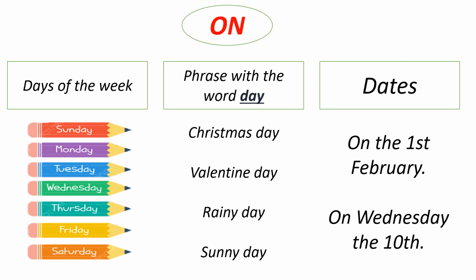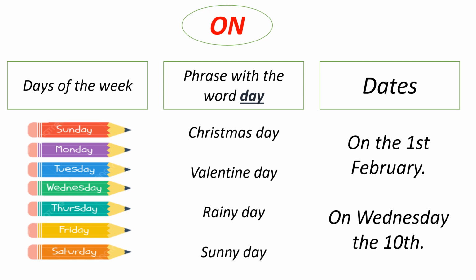So we use on also to talk about phrases with the word day. Actually, we use Christmas with different prepositions, but if there is Christmas with the word day, we use the preposition on. For example, on Christmas Day, on Valentine's Day, on a rainy day, on a sunny day, etc. We use on also to talk about specific dates.